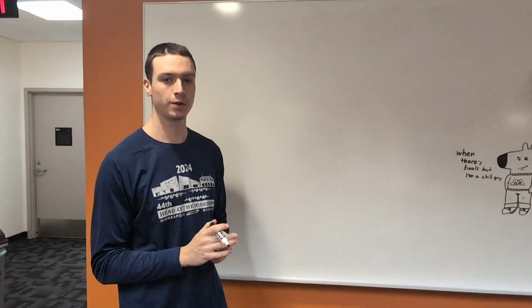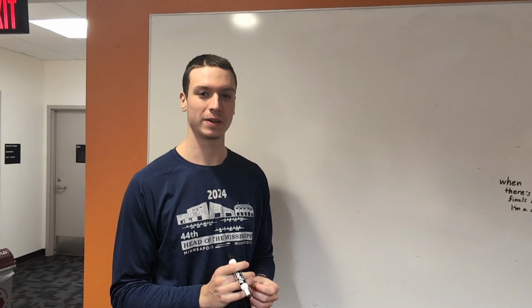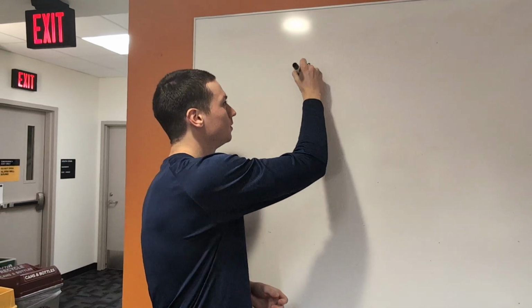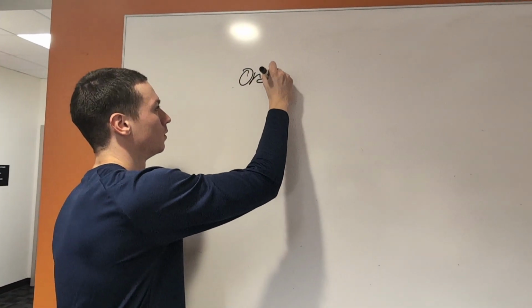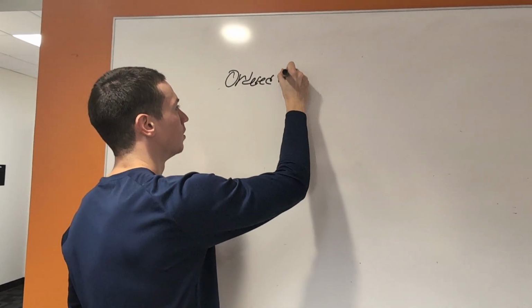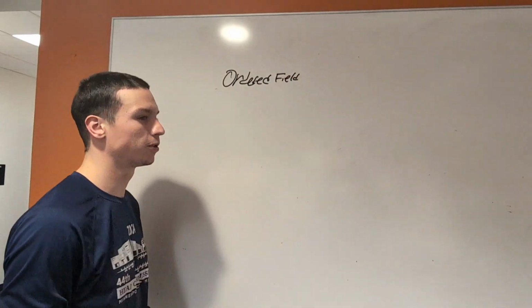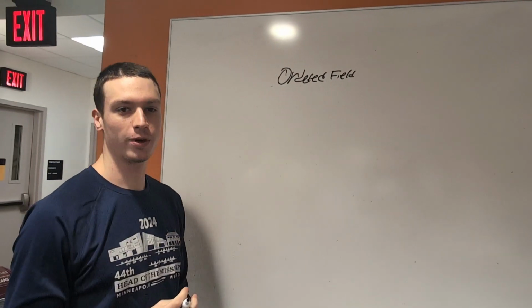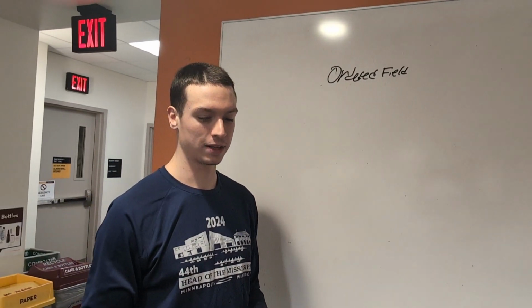For my review video for Math 3283W, I'll be talking about ordered fields. An ordered field is a set on which it's closed upon multiplication, addition, subtraction, and division. So if you do any of those operations on any element of the set, then it will result in an element that is still in the set.